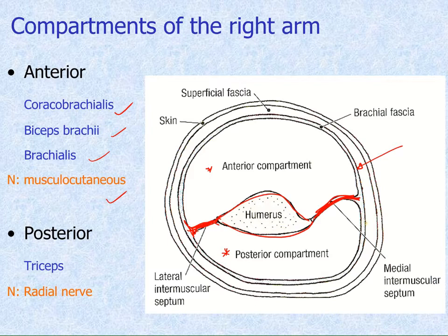The posterior compartment contains one muscle, which is the triceps muscle. The nerve that supplies the triceps muscle is the radial nerve.